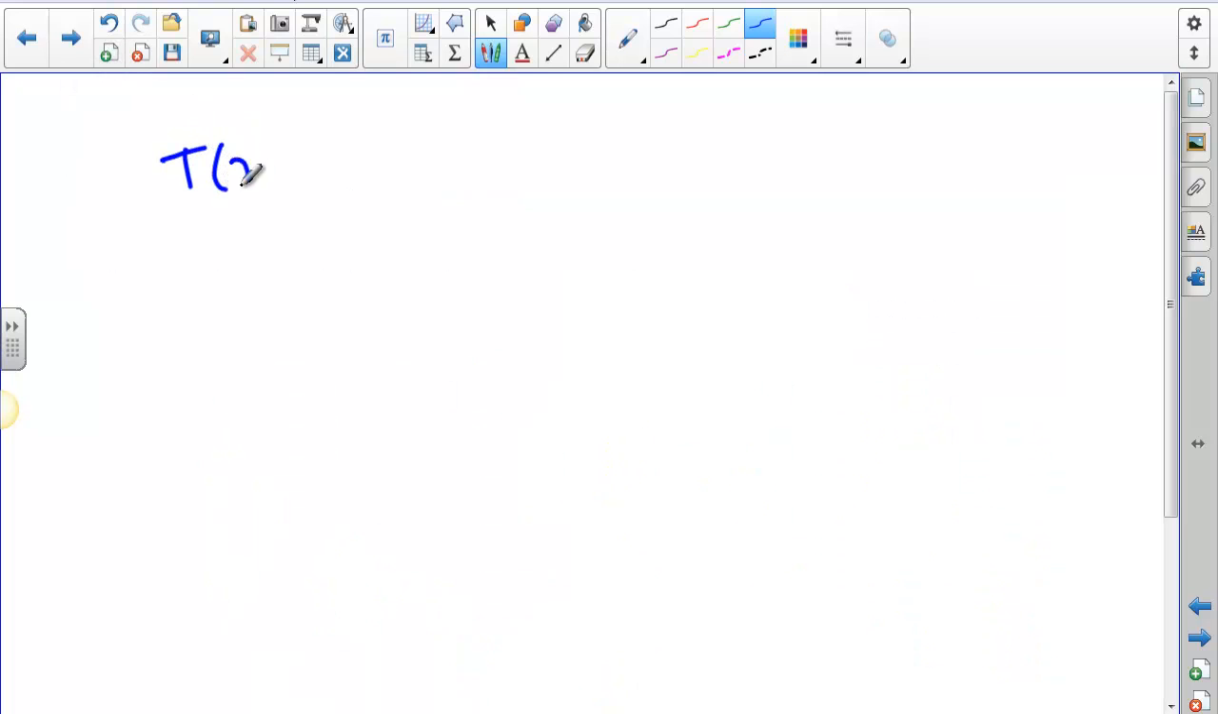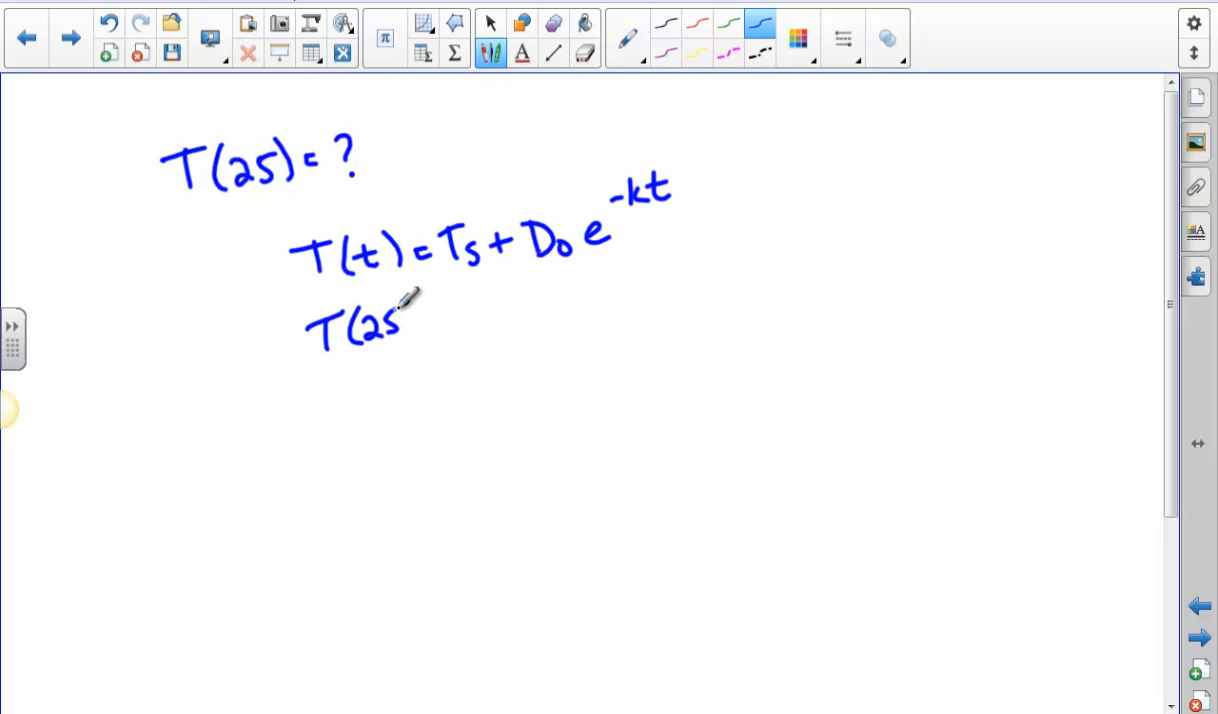What I'm going to do now, I'm going to go on to the next page, and we need to know what the temperature is after 25 minutes. So again, I'm just going to plug in what I know. T of t equals T sub S plus D sub 0 e to the negative kt. That's our Newton's law of cooling formula. I'm looking for the temperature after 25 minutes.